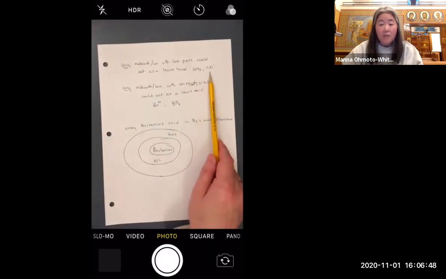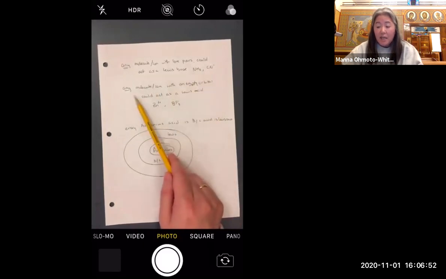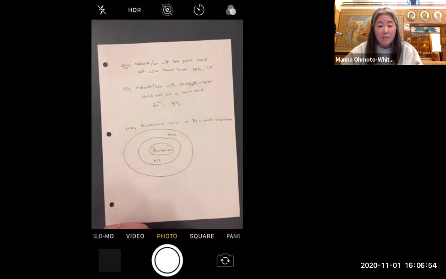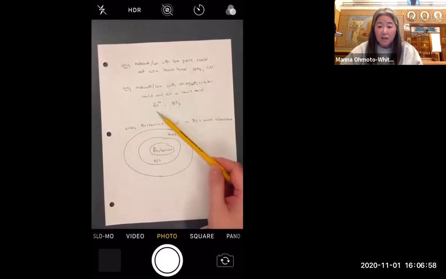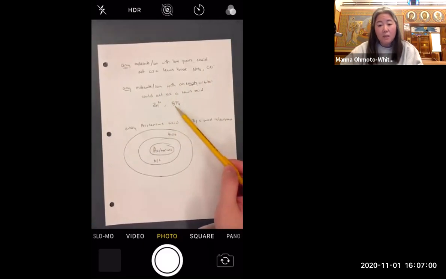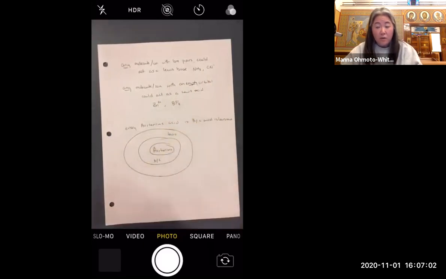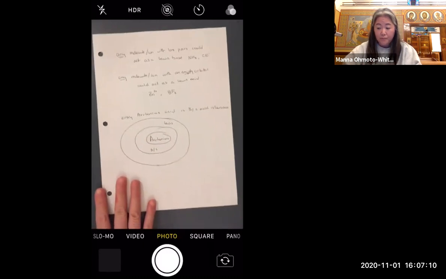Ammonia, even polyatomic ions, right? CN minus. And any molecule or ion that has an empty orbital can act as a Lewis acid. So any cation, or even something like BF3, where you at first only have 3 electrons, but you're on the second energy level, so you actually have space for other electrons to go to.